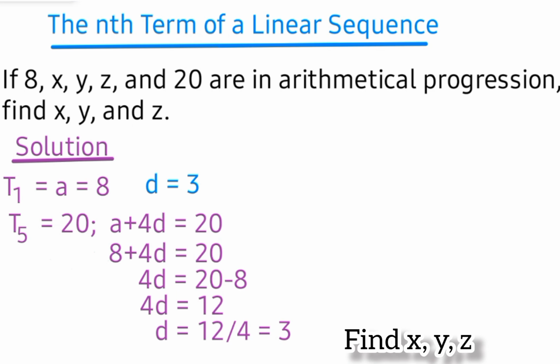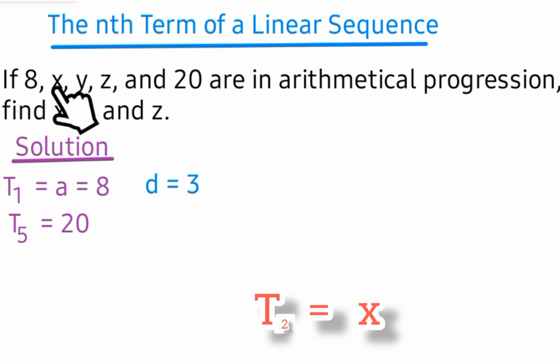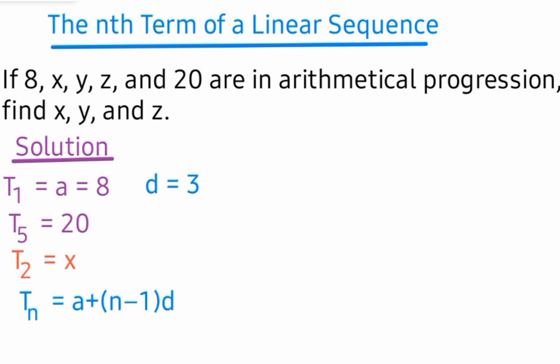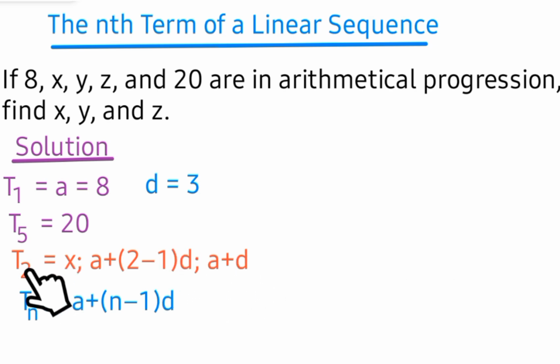Proceed to finding the value of X, Y, and Z. 8 is the T1, that is the first term. X is the T2, that is the second term. Adopting our usual formula, T2 will be A plus N, 2 minus 1, D. A plus 2 minus 1 is 1. 1 multiplied by D, D. T2, which is X, is A plus D.